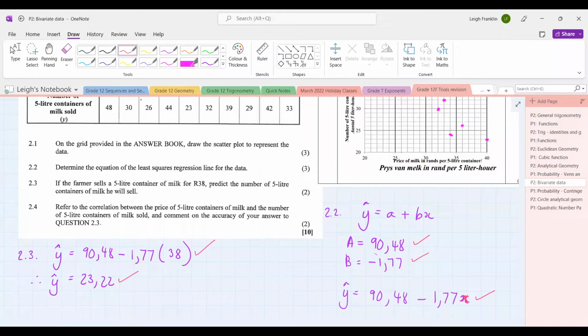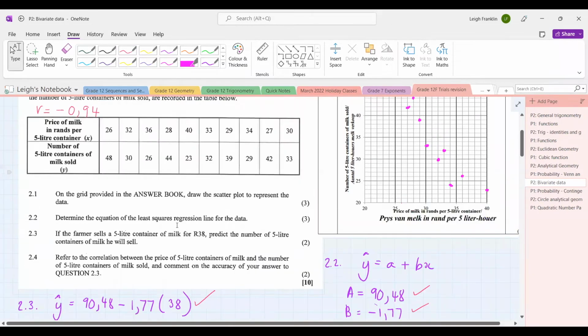Okay, 2.4 now. They want us to refer to the correlation between the price of 5-liter containers of milk and the number of 5-liter containers of milk that have been sold, and comment on the accuracy of your answer to question 2.3. So this is a little bit more difficult, isn't it? Because now they're actually asking us to think. They're not just asking us to substitute into an equation. They're asking us to express an opinion on the accuracy of our answer.